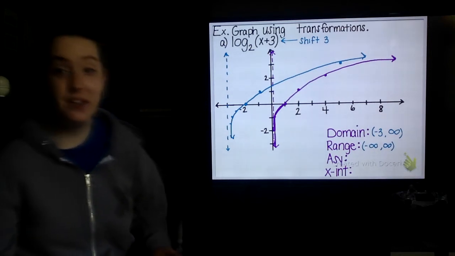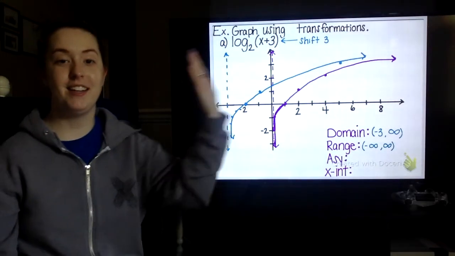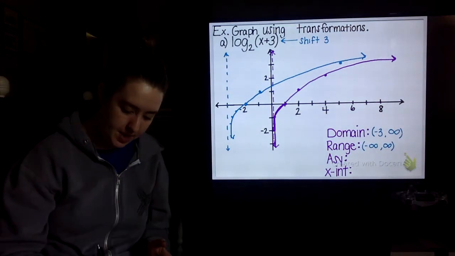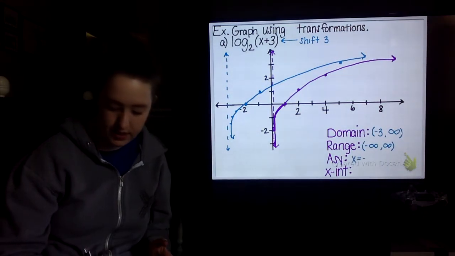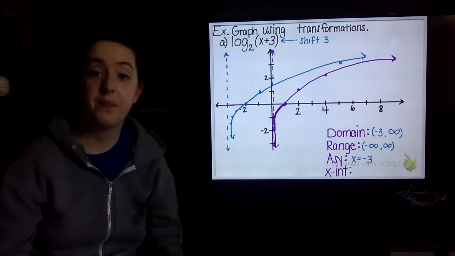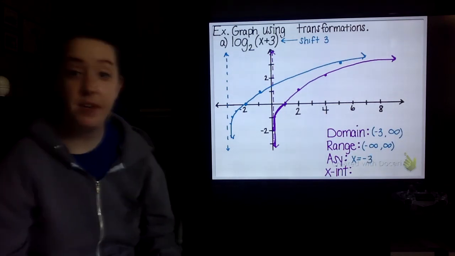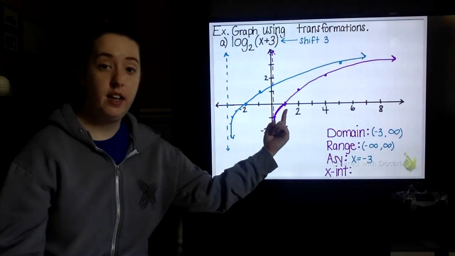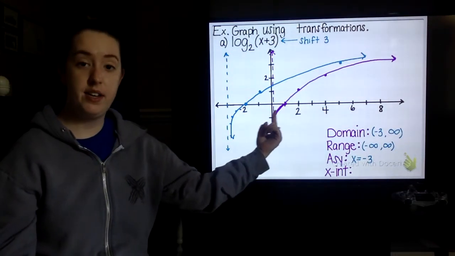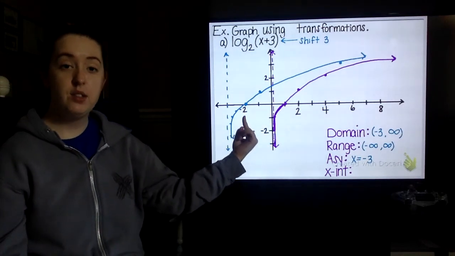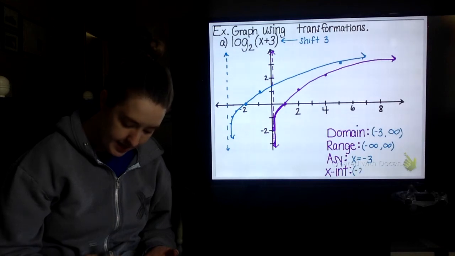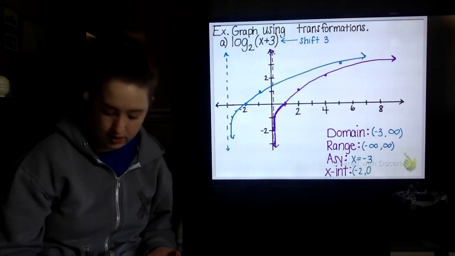And my asymptote, like we said, was at 0, and then it got shifted over to be at x equals negative 3. Our x-intercept got shifted as well. It was at positive 1, and then got shifted left 3. So now it's at negative 2. So my x-intercept is going to be at negative 2, 0.